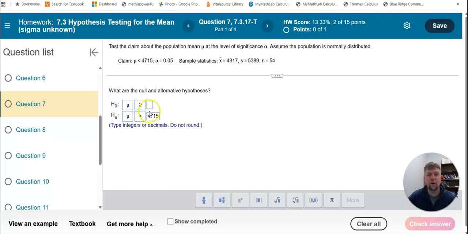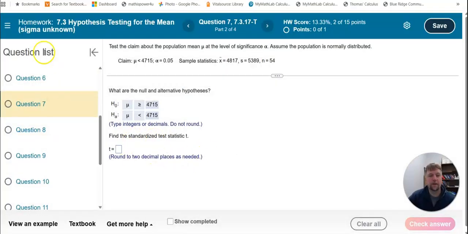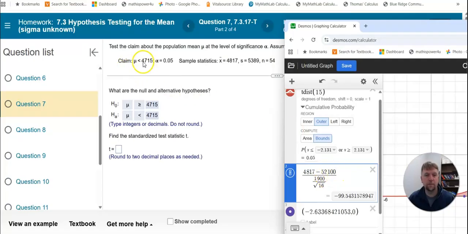You've got to have equality in the null, and whatever number this is, it's the same thing you'll use for the null and the alternate. So there's that setup. Find the test statistic. That's the same thing we did here, but just with this new information. So this number right here was the sample mean. So I'm going to replace it with my sample mean of 4817. This number was my claimed mean before. The claimed mean is 47.